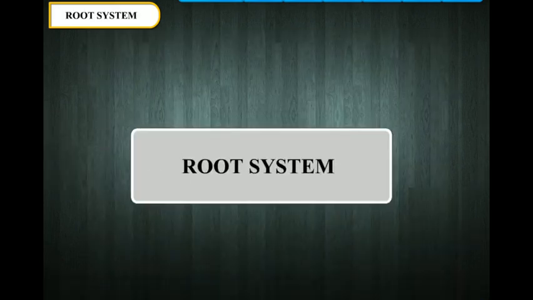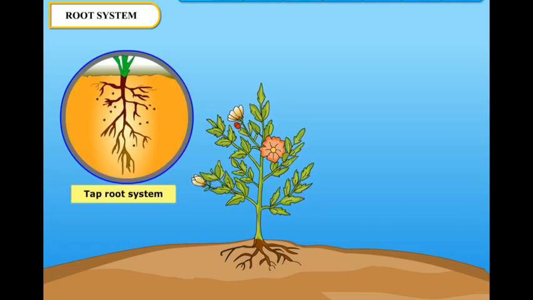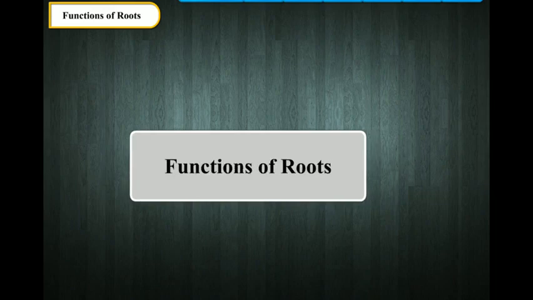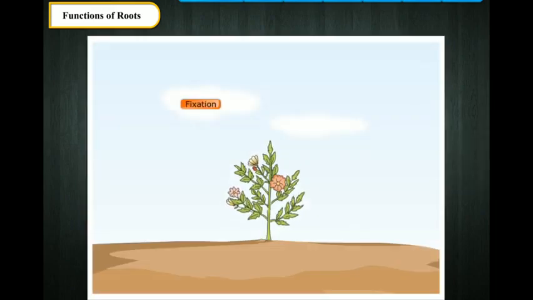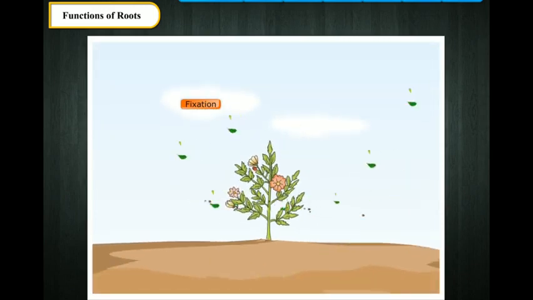Root system. The part of the plant that grows below the surface of the earth is called the root. It always grows towards gravity and moisture and away from the light. The root systems of plants are mainly of two types: taproot and fibrous root. Functions of roots. The main functions of the root are given. Fixation. Roots spread out into the soil and hold the plant firmly to the ground.